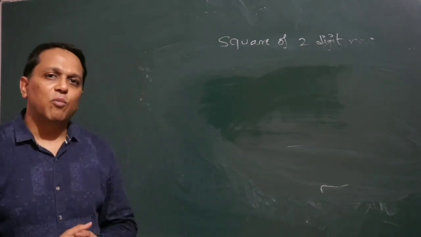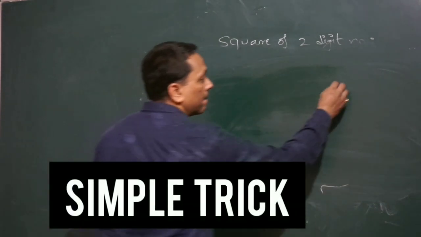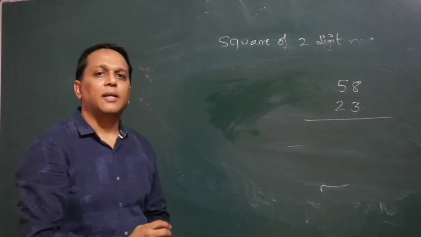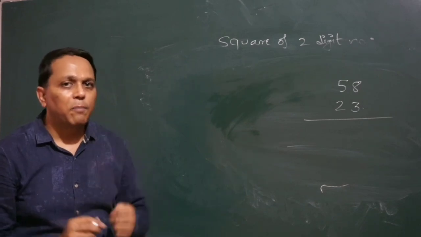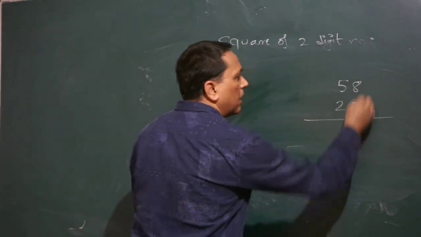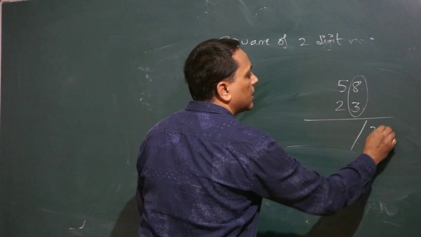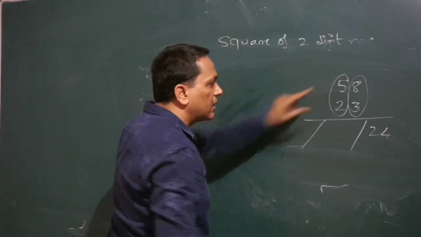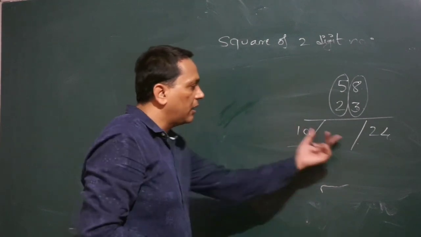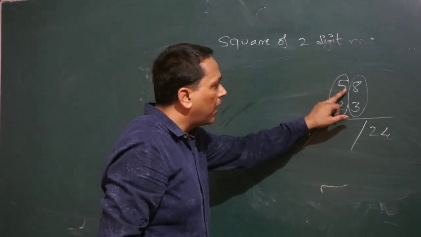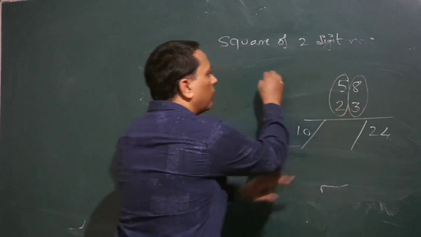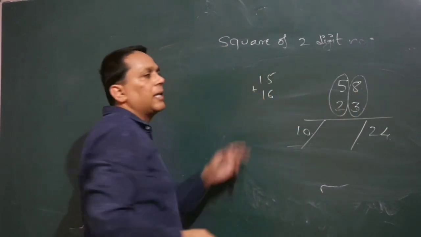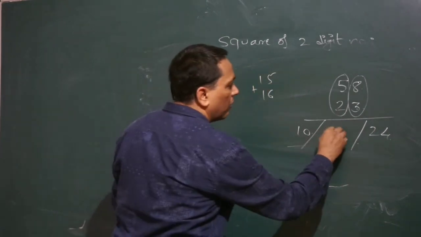So let's see the first problem. Again here the answer is in 3 parts. For the first part we multiply these numbers. 8 3s are 24. For this part we multiply these numbers. 5 2s are 10. And in the middle part we multiply 5 into 3, that is 15. 8 into 2, that is 16. And add these numbers. Their addition is 31.